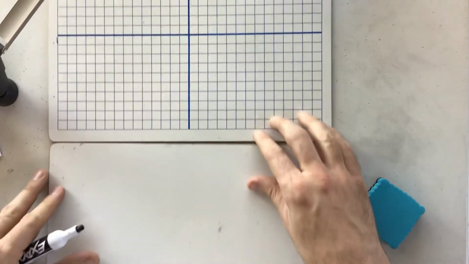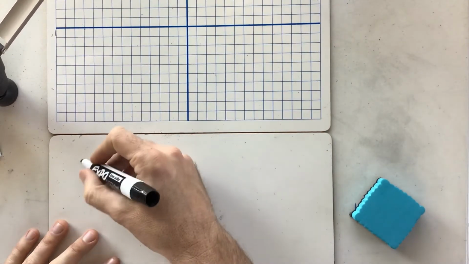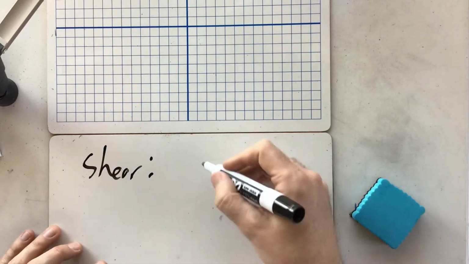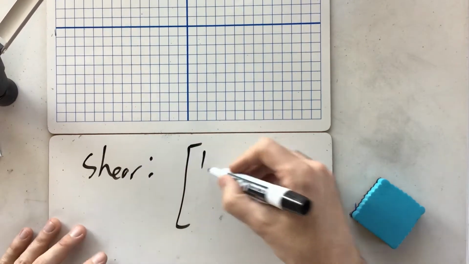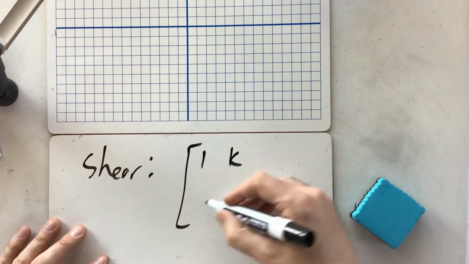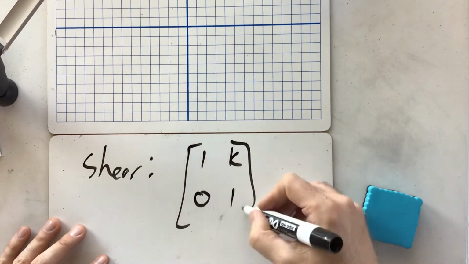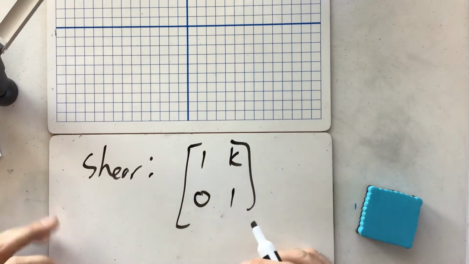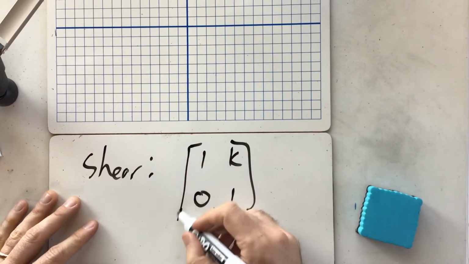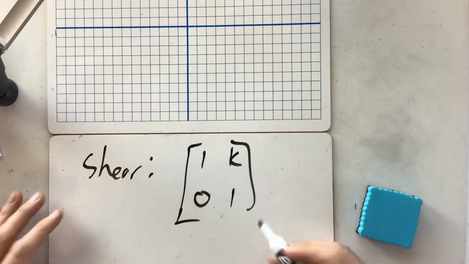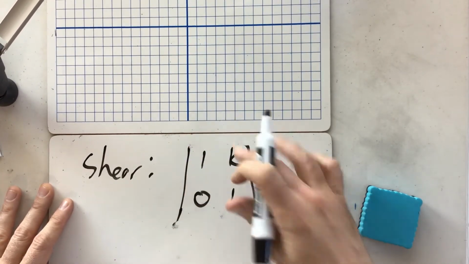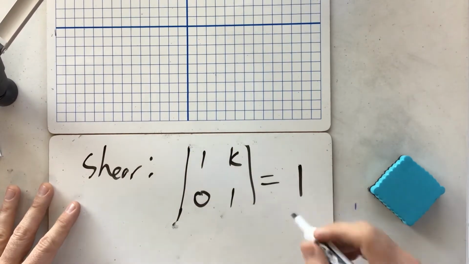Now, what about a shear matrix, or an unshear matrix? Well, we know a shear matrix looks like this: 1, k, 0, 1. Or the k could be down here. It just depends on whether you're shearing in the x or y direction. Notice the shear matrix actually looks just like a row replacement matrix. And this determinant is real easy. This determinant is equal to 1.